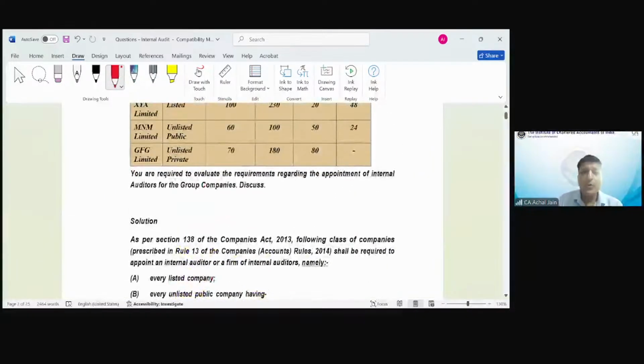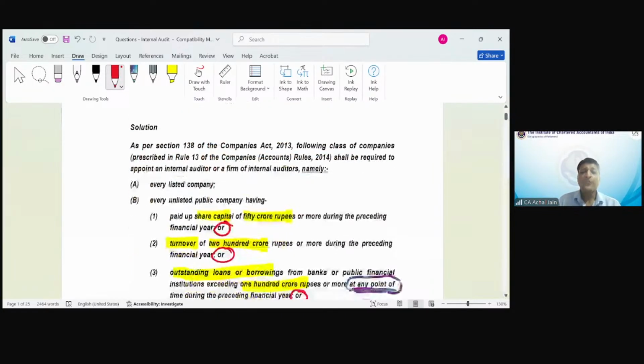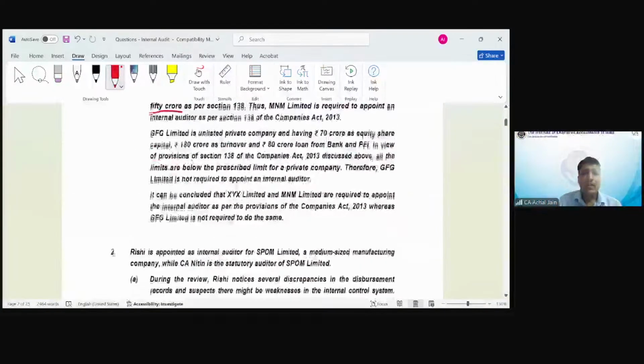So now let's go back to this table. Do they fall into any of this criteria? Turnover is lower. Loan is also lower. So for GFG, can we say internal audit is applicable? The answer is no. For GFG, internal audit will not be a mandatory requirement.